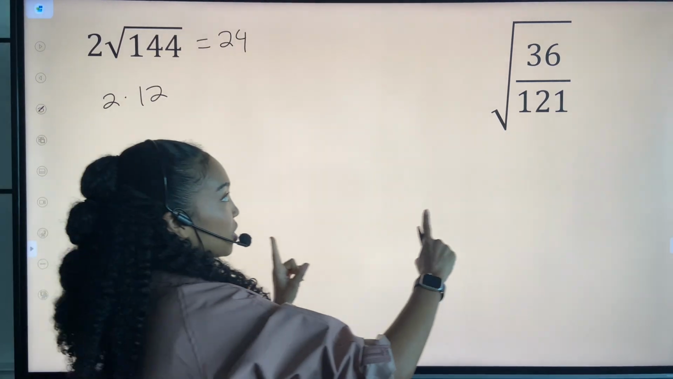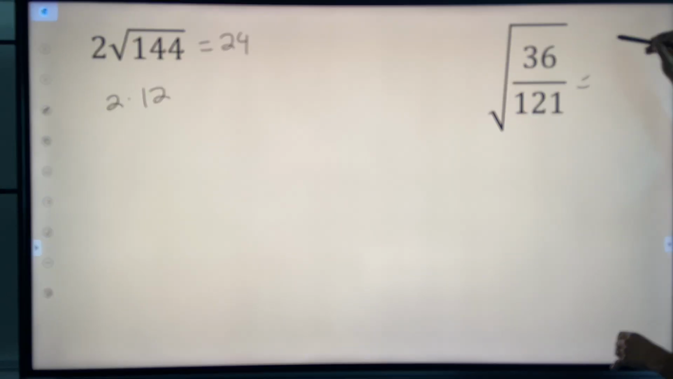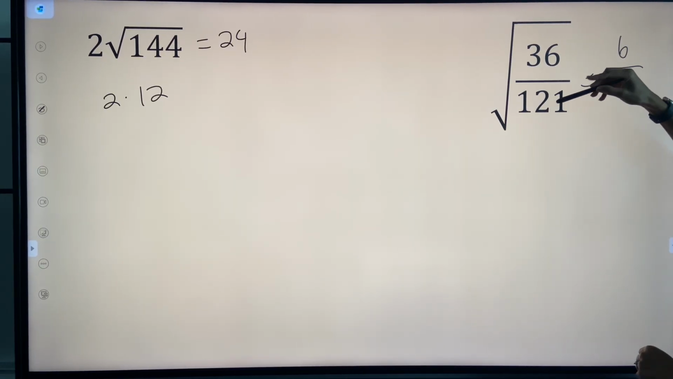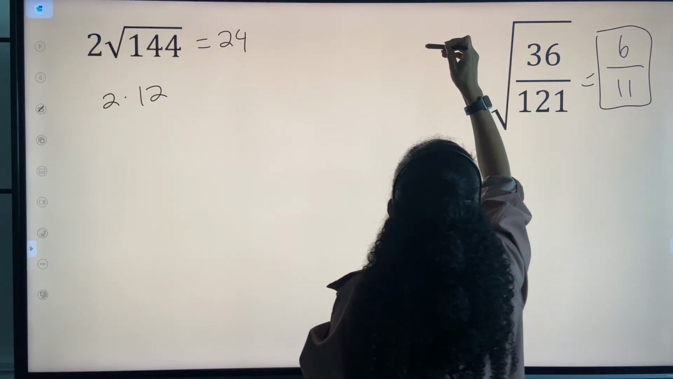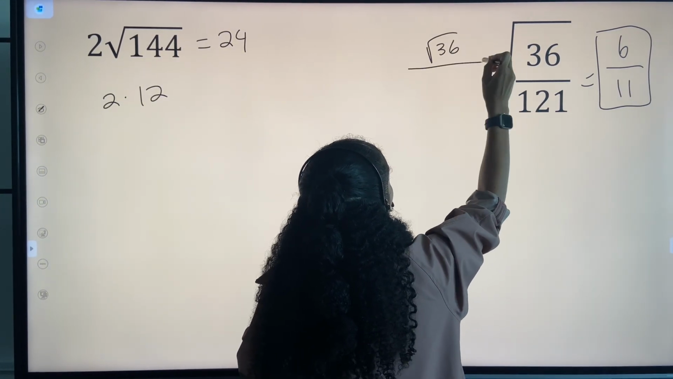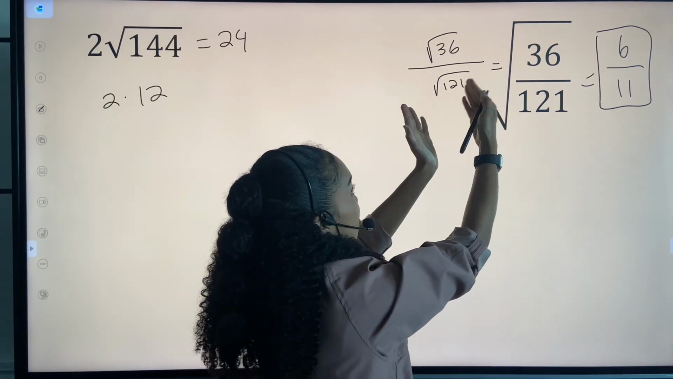Okay, let's do this one over here. What's the square root of 36? 6. What's the square root of 121? 11. That's your answer. You can think of this as the square root of 36 divided by the square root of 121. You can write them both ways.